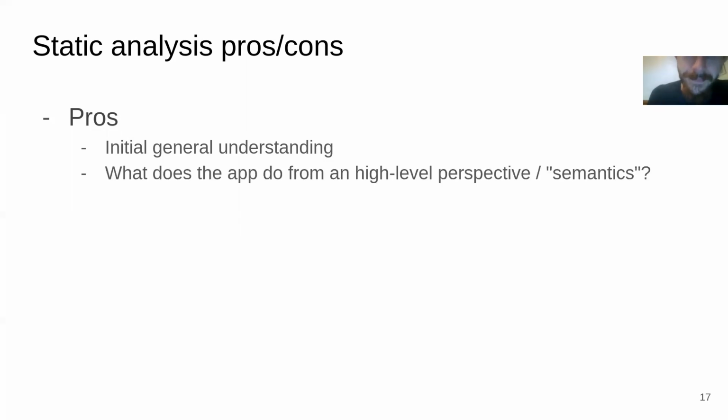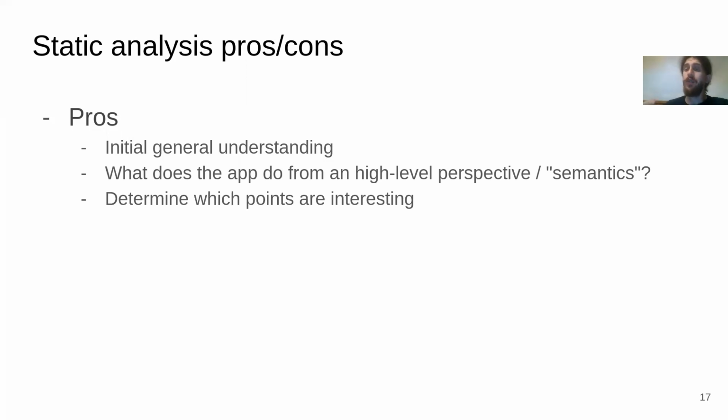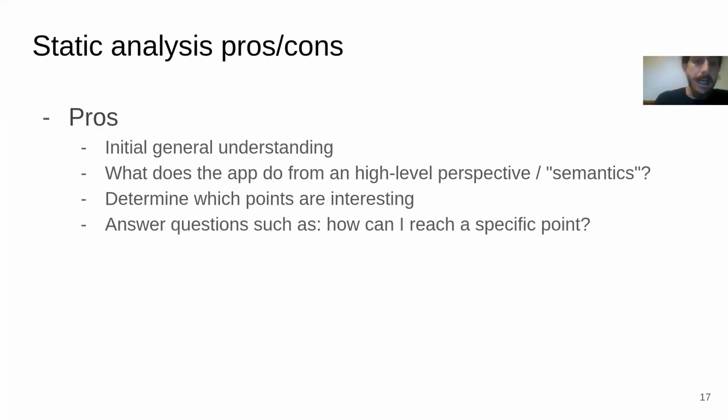Another pro is that if you're trying to understand what an app is doing from a high-level perspective, or getting some semantics, or determine which points are interesting, static analysis could be useful. Because with dynamic analysis, you need to know where to go, or if you have many buttons, which one to click. Maybe with static analysis you can first figure out that button number 3 would lead to these interesting things. If you're lost and don't know what's going on, then maybe you can switch to dynamic analysis and click on button number 3. But the idea of clicking on number 3 and not on number 1, number 2, and number 10 comes from static analysis. Another example is when you want to answer questions such as, how can I reach a specific point in the code?